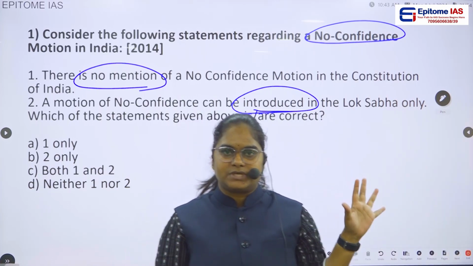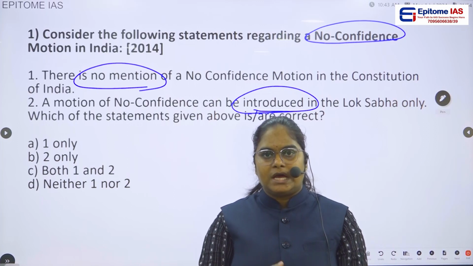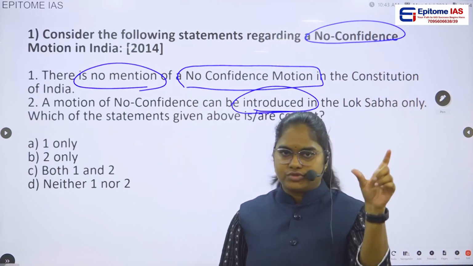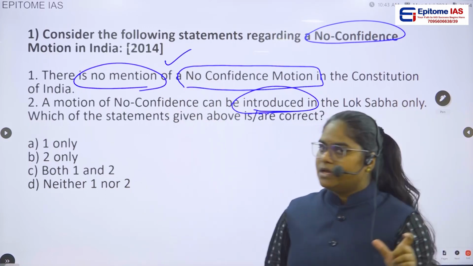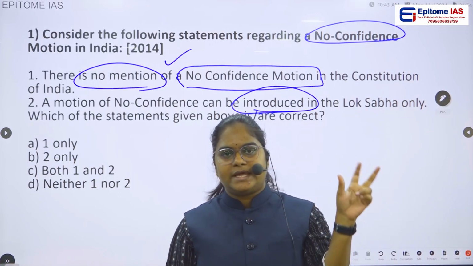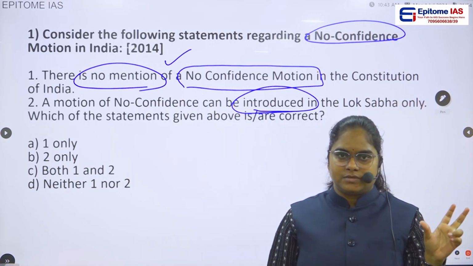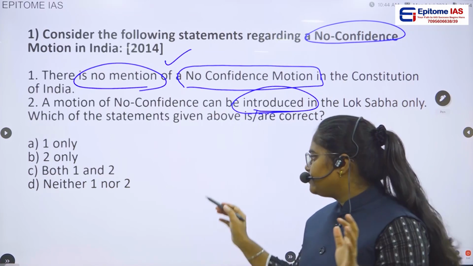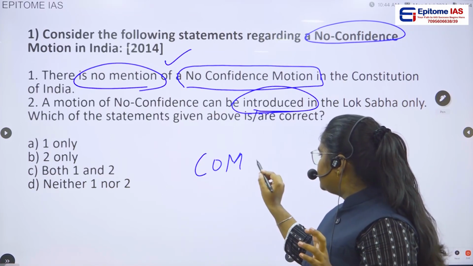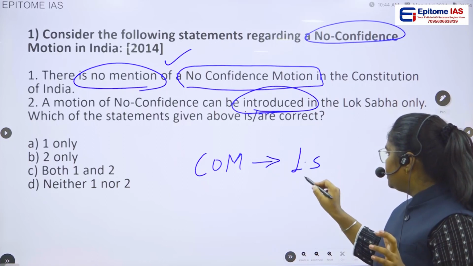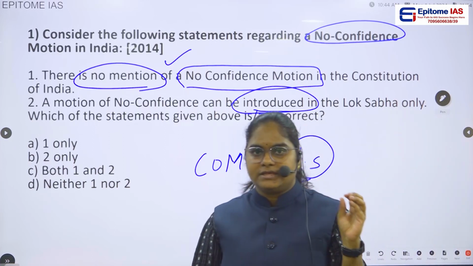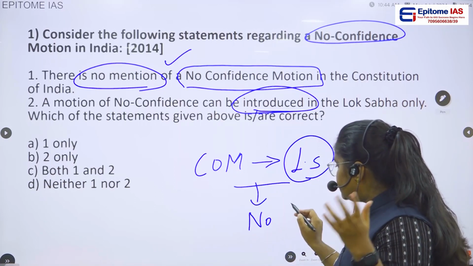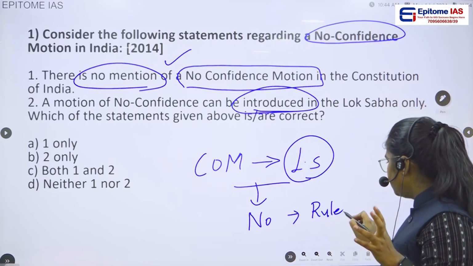So if you see here in this question, they are talking about the no confidence motion. And the first statement says that there is no mention of no confidence motion in the Constitution of India. Actually, this statement is a correct statement. Why? Because the Constitution of India does not directly mention the term no confidence motion. In fact, this term is given indirectly by the Constitution of India. The Constitution says that the Council of Ministers are directly responsible to the Lok Sabha, and the no confidence motion is indirectly given in the rules of Lok Sabha.